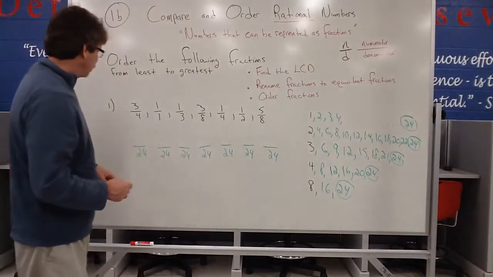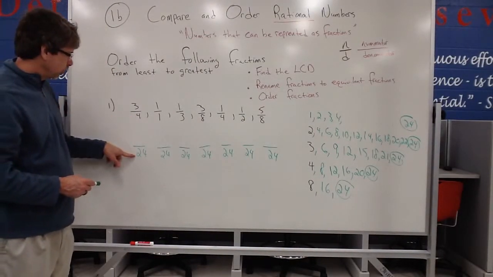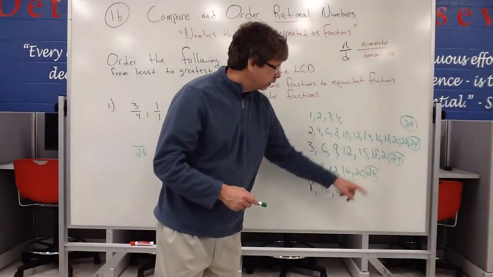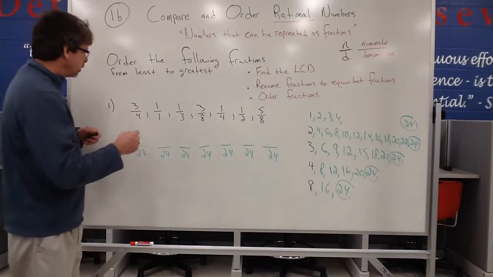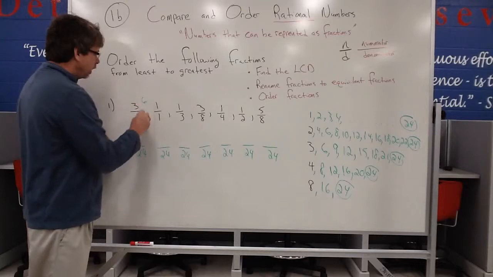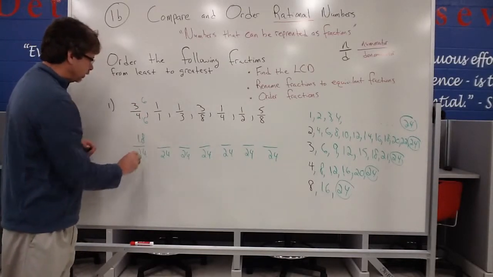So to make these equivalent fractions, I have to pay attention: how did a 4 actually change into a 24? If I look over here, it took 1, 2, 3, 4, 5, 6 4s to make 24. So what I essentially did is I multiplied the 4 by 6, but if I do that, I also got to multiply the 3 by 6. And therefore, that changes into 18 24ths.